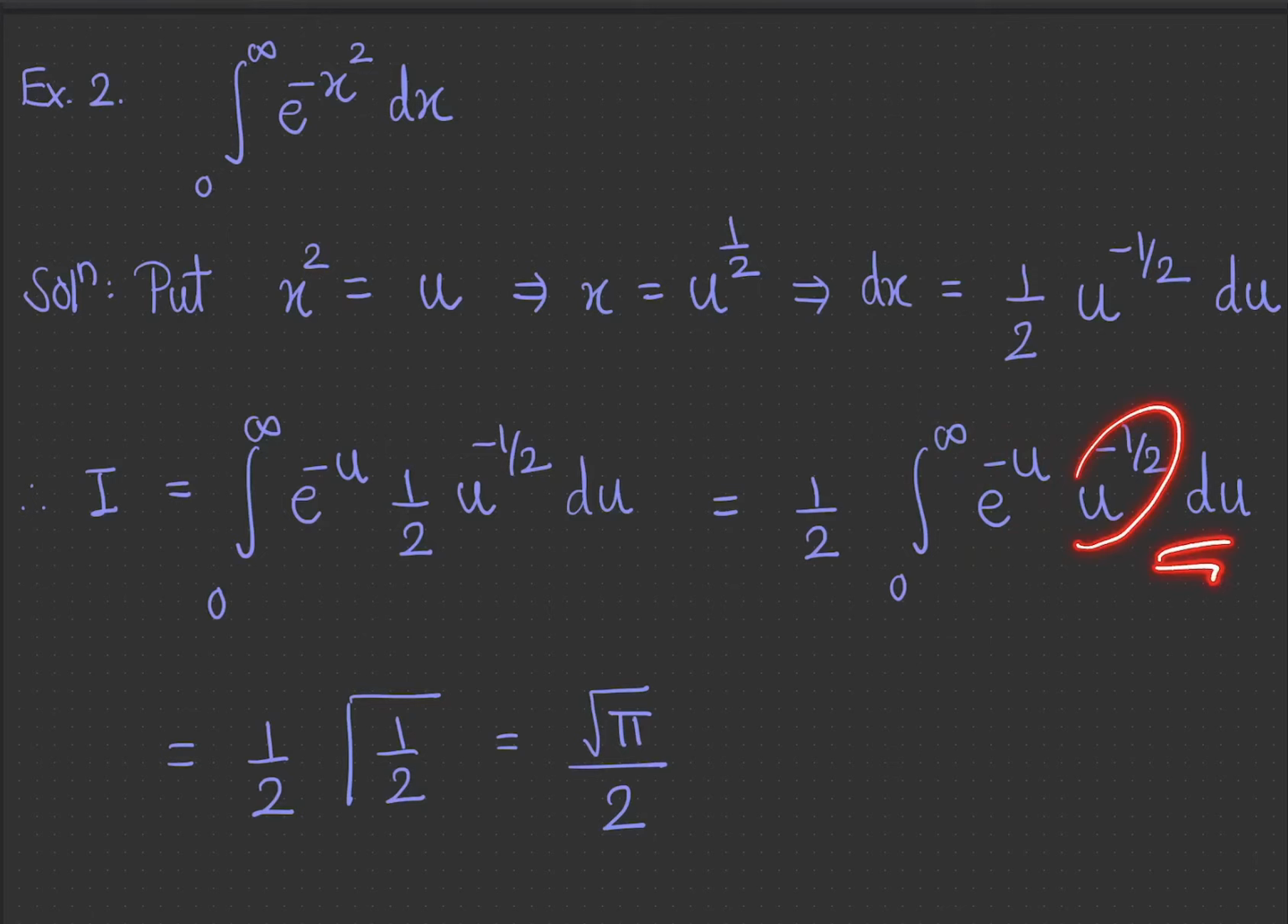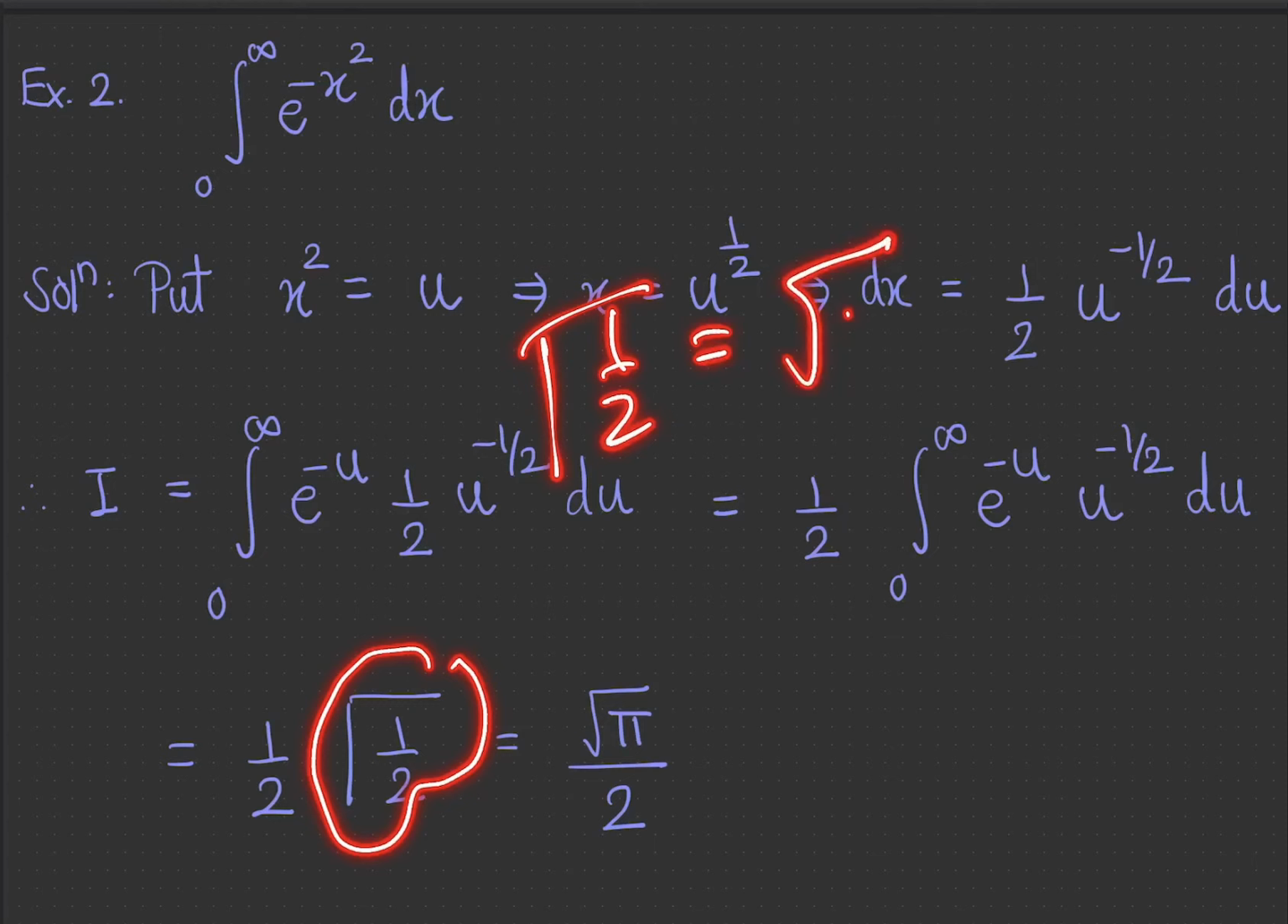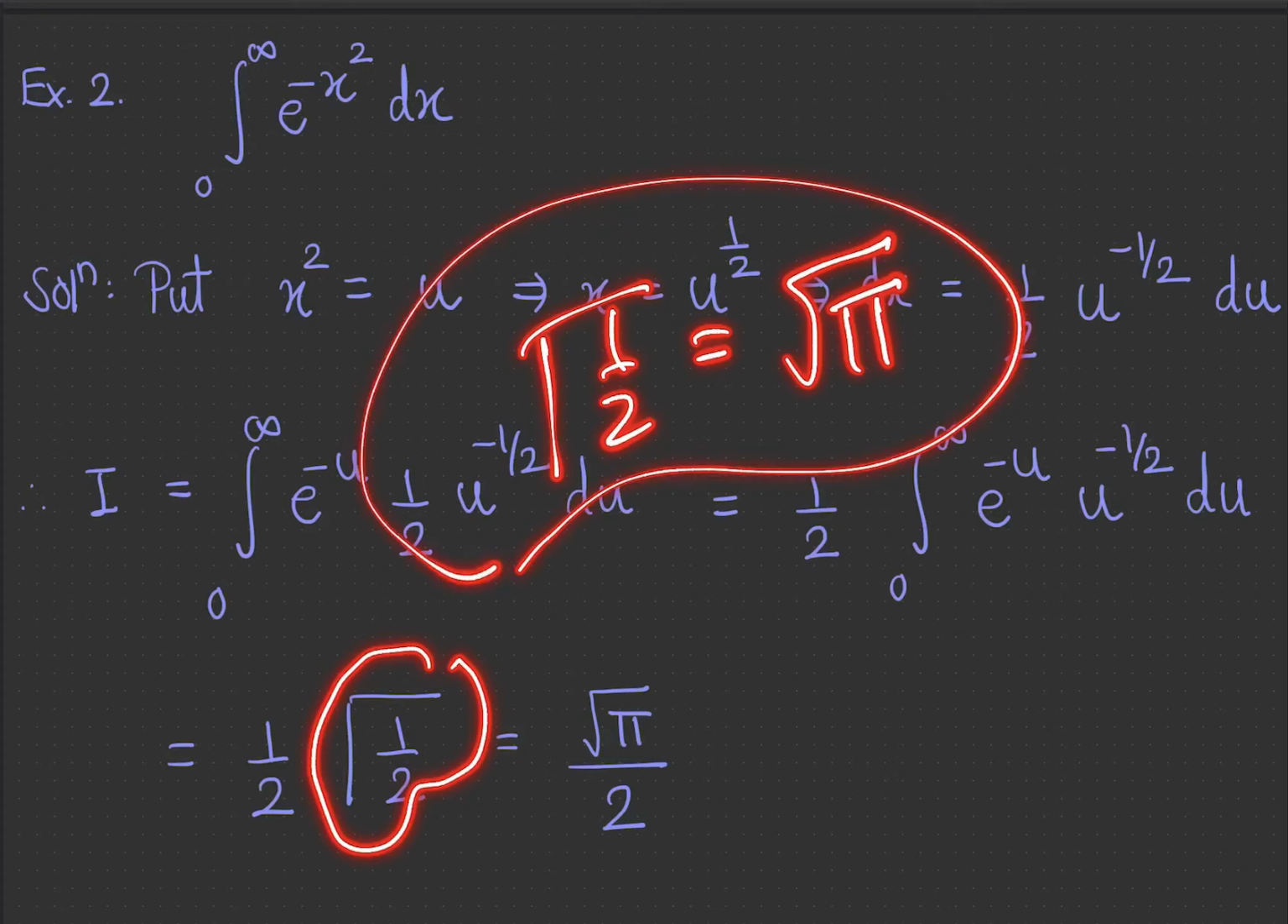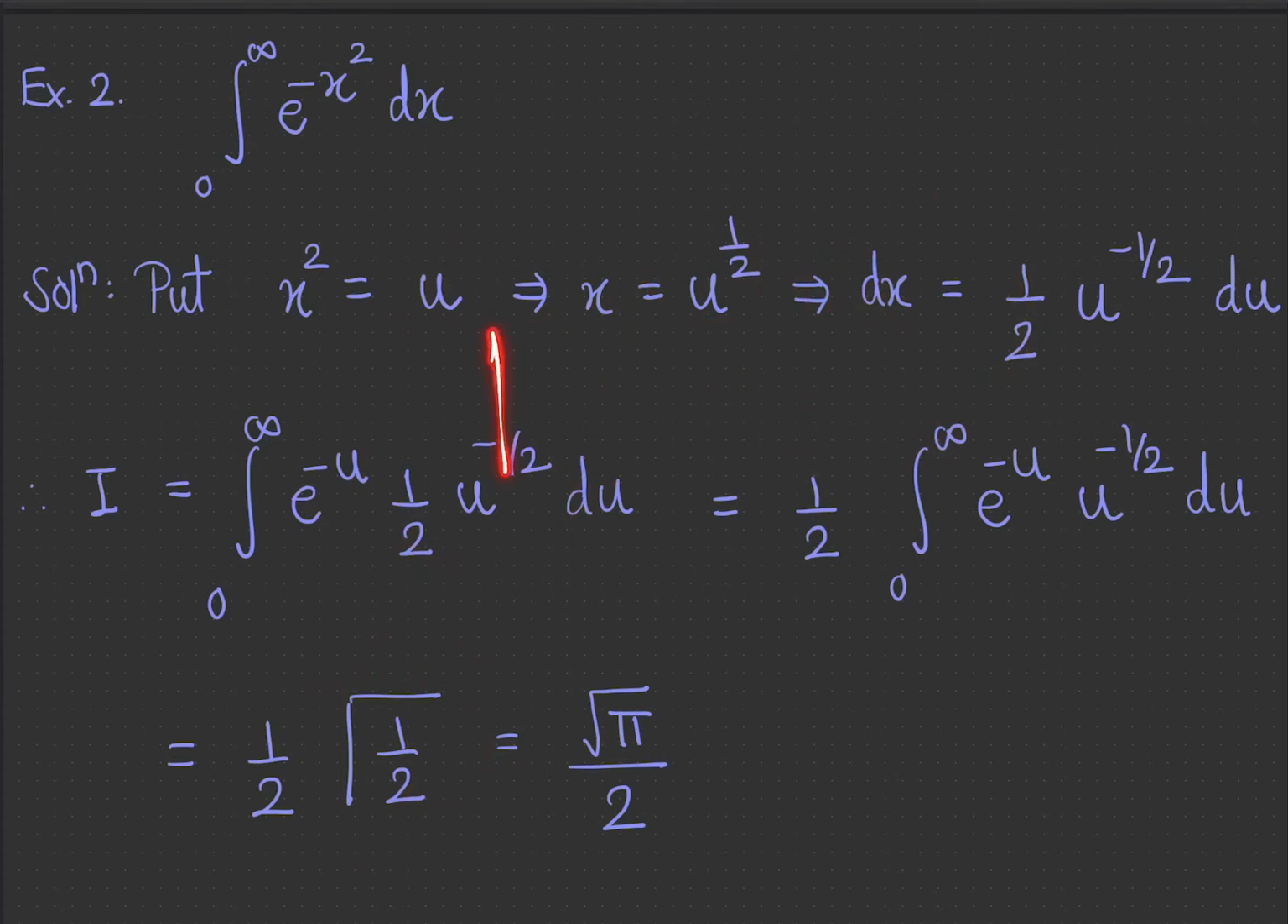And by definition of gamma, this is equal to gamma of minus 1 by 2 plus 1, and minus 1 by 2 plus 1 means gamma of 1 by 2. And the value of gamma 1 by 2 is square root of pi. We will see in further videos where this value comes from. Okay, so here we will assume only that gamma of 1 by 2 is equal to square root of pi. Therefore the value of the integration is equal to square root of pi upon 2.